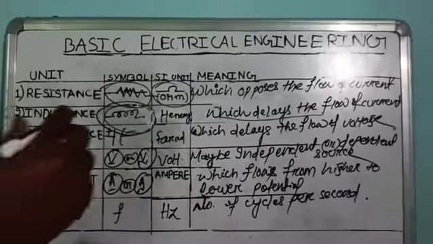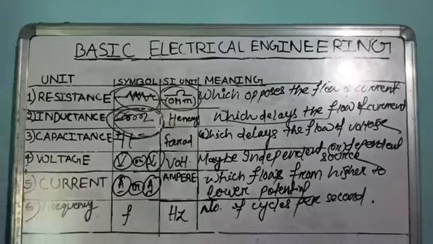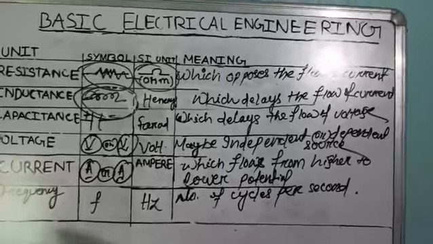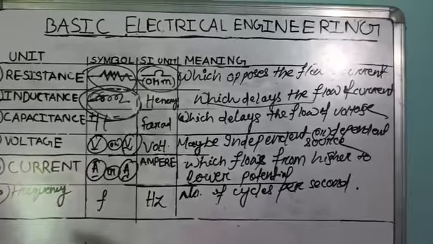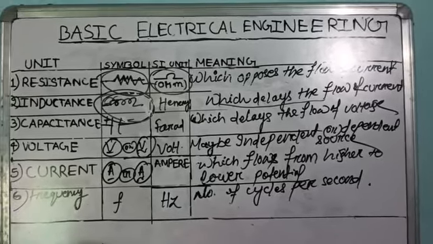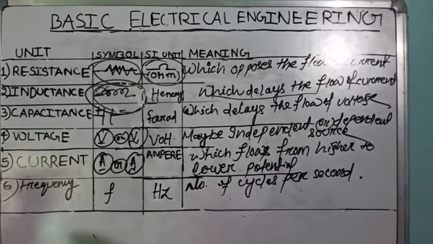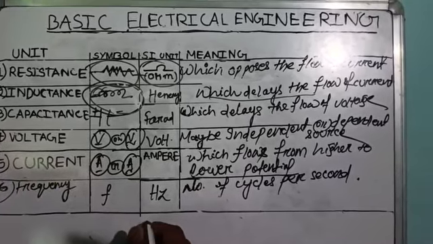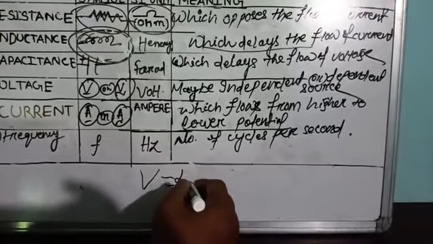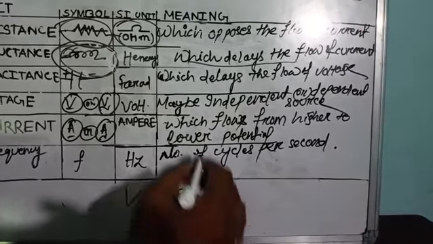This inductance is represented by a coil-like structure. What is the function of this inductance? It delays the flow of current. That means it delays the rate of flow of current. So that's why we can write V, the voltage across the inductance, is L di by dt.